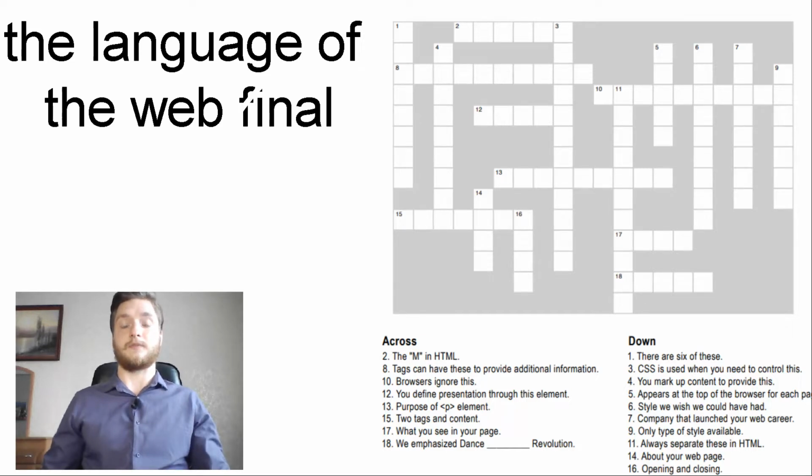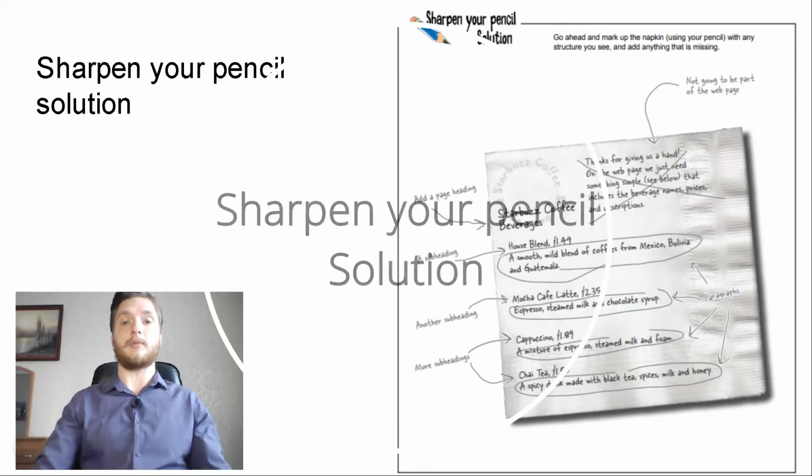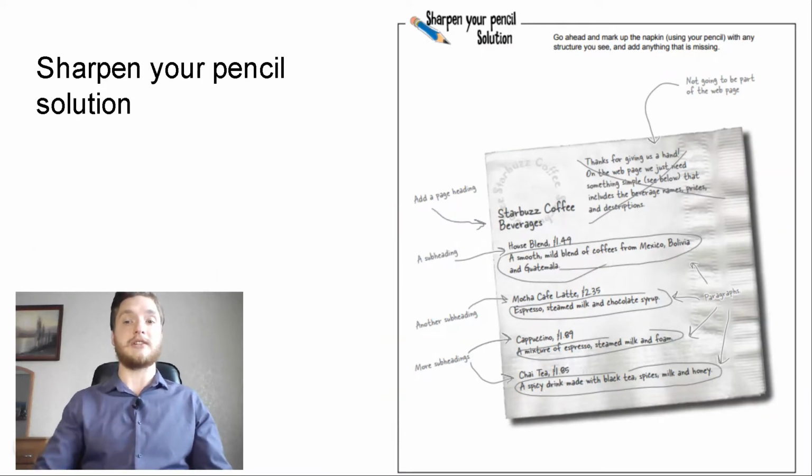Sharpen your pencil solution. Go ahead and mark up the napkin using your pencil with any structure you see and add anything that is missing, not going to part of the web page. Add a page heading, a subheading, another subheading, more subheading.